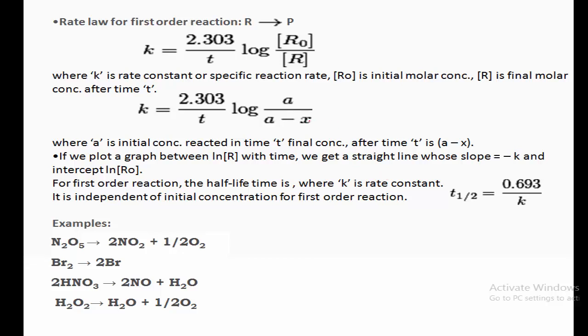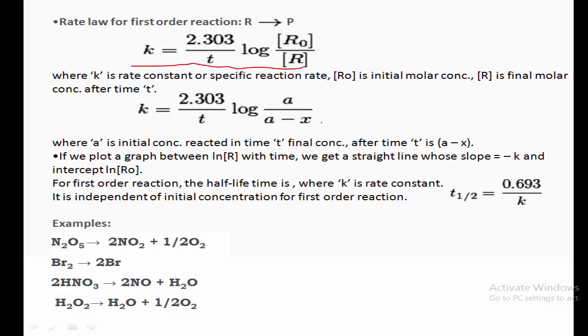So it is given as k is equal to 2.303 divided by t log R naught divided by R, where R naught is the initial concentration, R is the concentration of the reactant, k is the rate constant, and R naught is the initial molar concentration, R is the final molar concentration after time t. And this can also be given as k is equal to 2.303 divided by t log a divided by a minus x, where a is the initial concentration reacted in time t, and the final concentration after time t is a minus x.